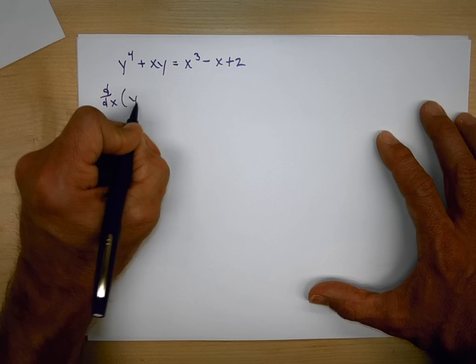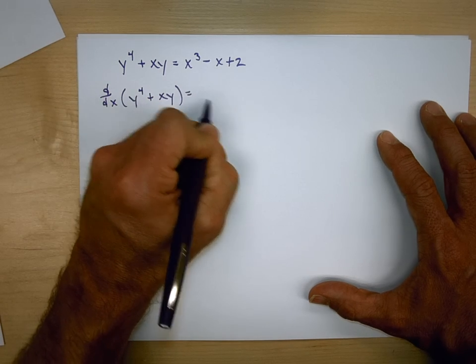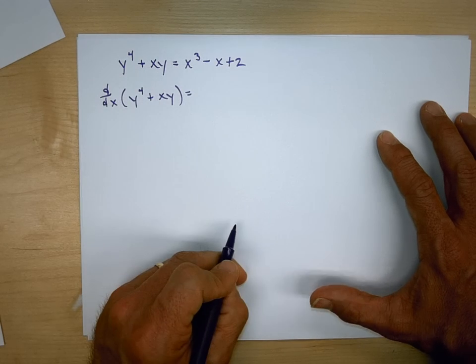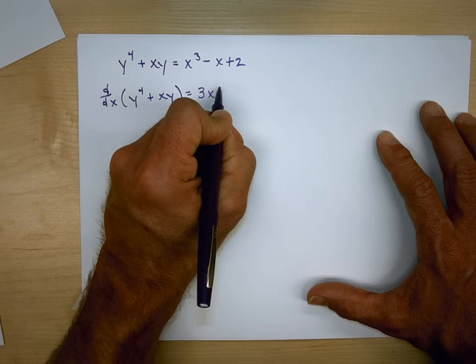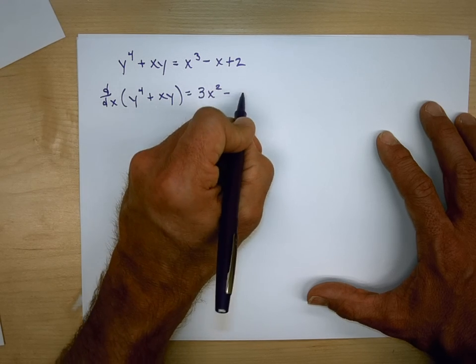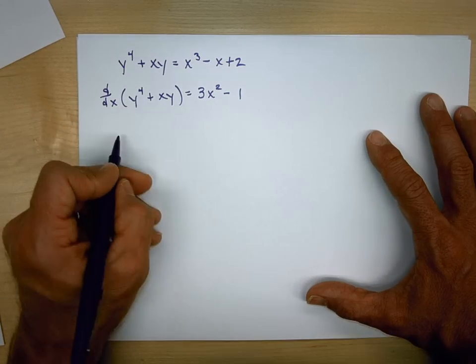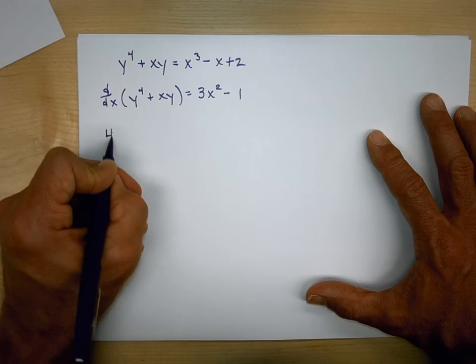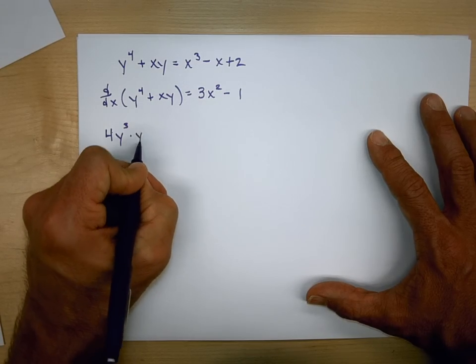Y to the 4th plus xy equals, and I'm going to just do this. This makes a little bit more work, but this side is all just in terms of x or constants. So the derivative of x cubed is 3x squared. Derivative of that is going to be minus 1. Derivative of 2 is 0. So here, I need to take the derivative of y to the 4th. All right, so that's going to be 4y cubed times y prime.